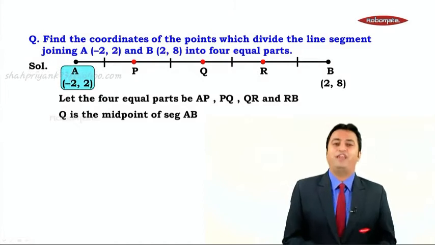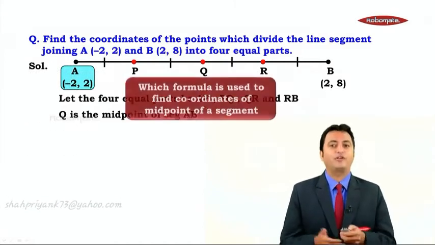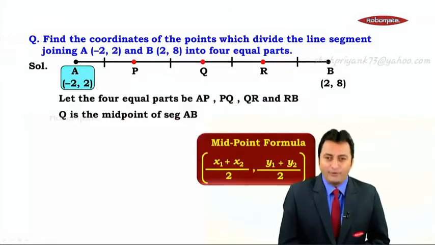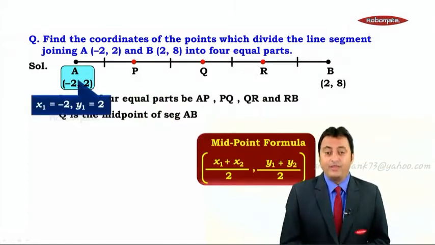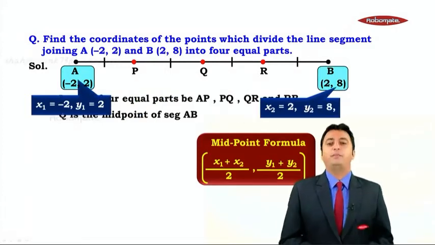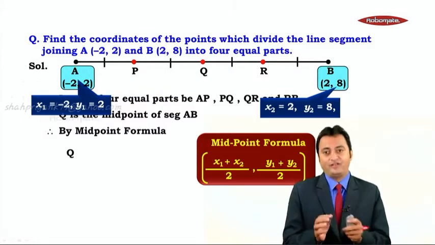where A coordinates are x1, y1 and B coordinates are x2, y2. Since we have got a midpoint, which formula do we apply? The answer for that is midpoint formula. So let us take A as x1, y1 and B as x2, y2. Therefore, by midpoint formula, Q coordinates we can find easily. Let us write it down.